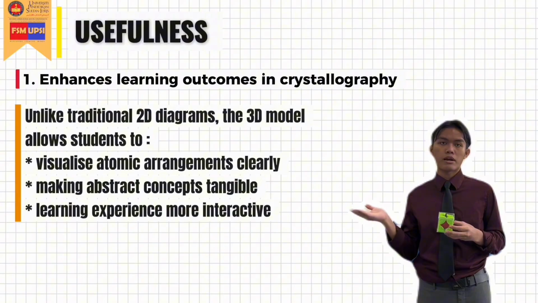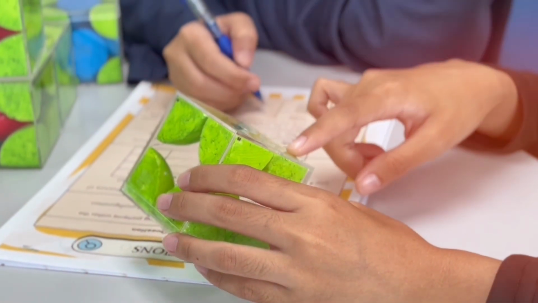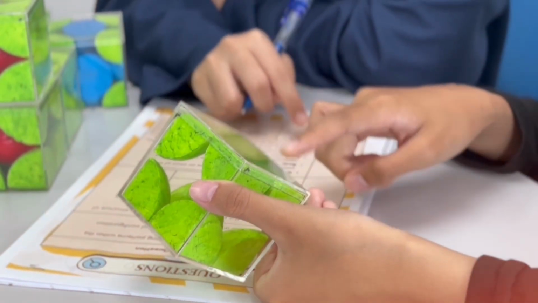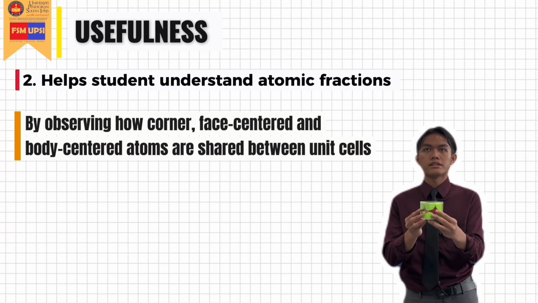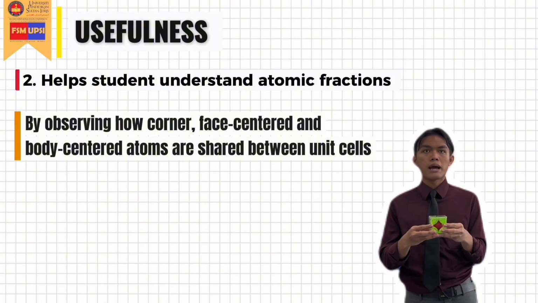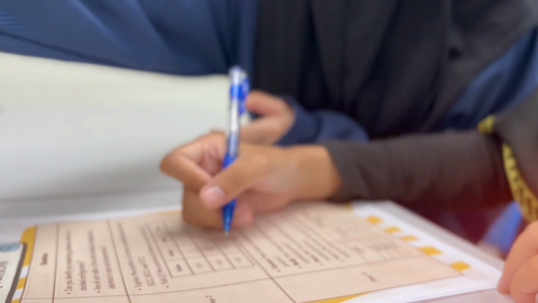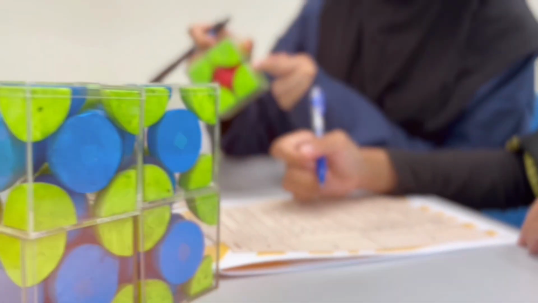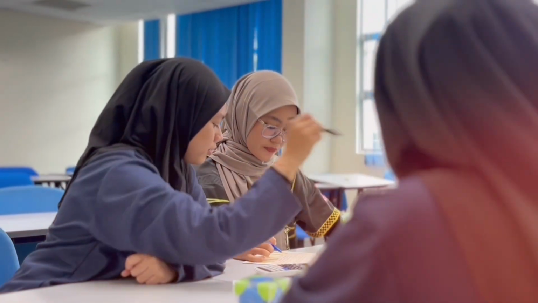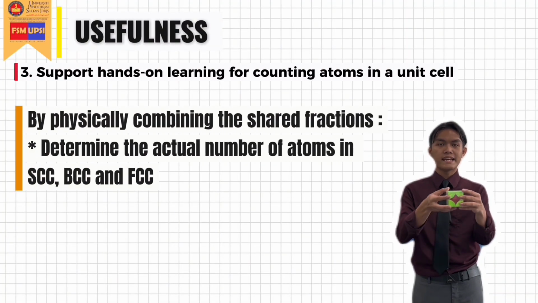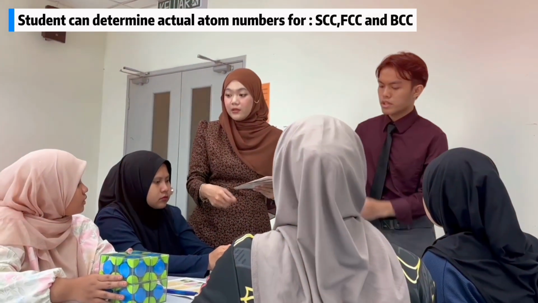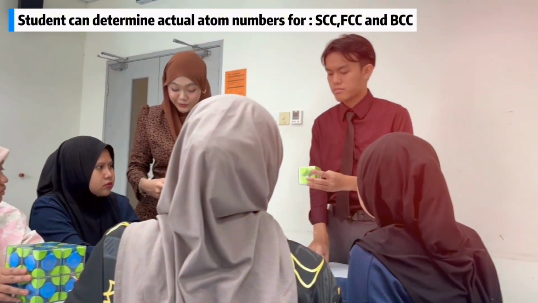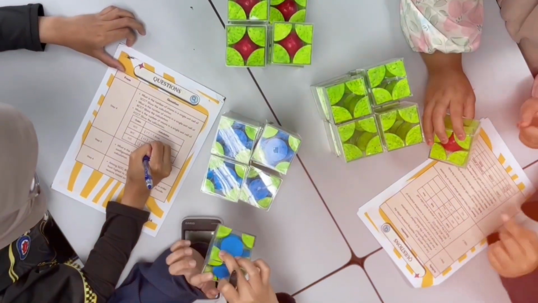Unlike traditional 2D diagrams, this 3D model allows students to visualize atomic arrangement clearly, making abstract concepts tangible and the learning experience more interactive. It also helps students understand atomic fractions, which are often confusing in textbooks. By observing how corner, face-centered, and body-centered atoms are shared between unit cells, students can grasp this concept more intuitively. Finally, the model supports hands-on learning for counting atoms in a unit cell. By physically combining the shared fractions, students can determine the actual number of atoms in SCC, BCC, and FCC structures, reinforcing their understanding through active participation rather than passive observation.